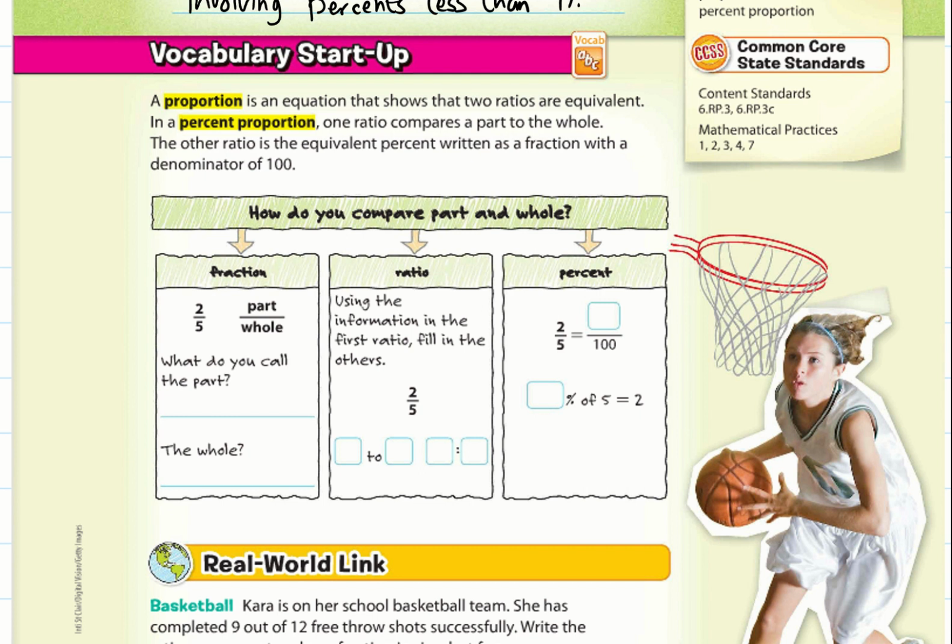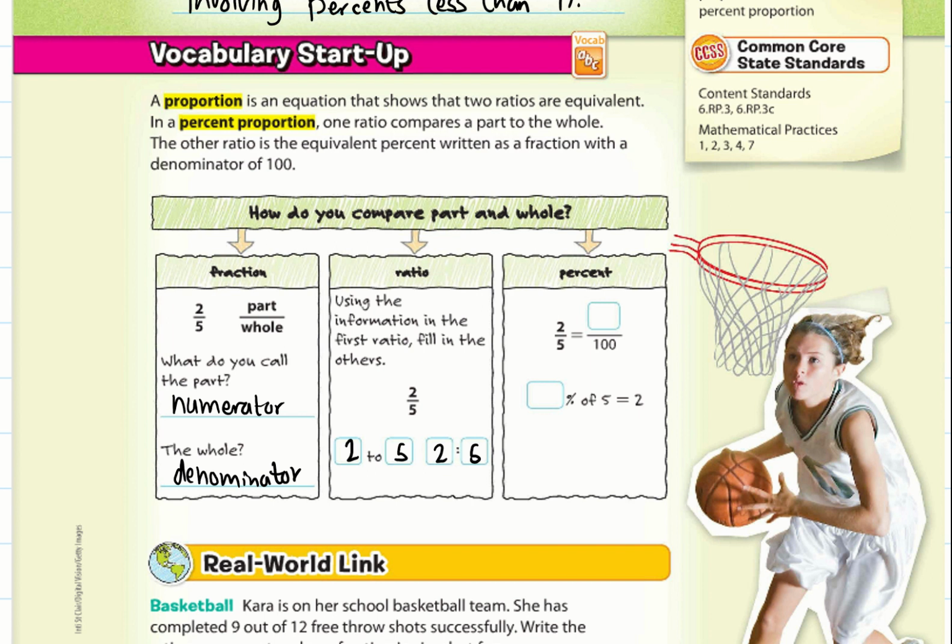So we're going to go over what all this means. In a fraction, we have 2 over 5, and that's the parts over the whole. So what do we call the part? We call that the numerator. And the whole is going to be the denominator. Now ratio. Using the information in the first ratio, fill in the others. So 2 over 5 is actually 2 to 5.